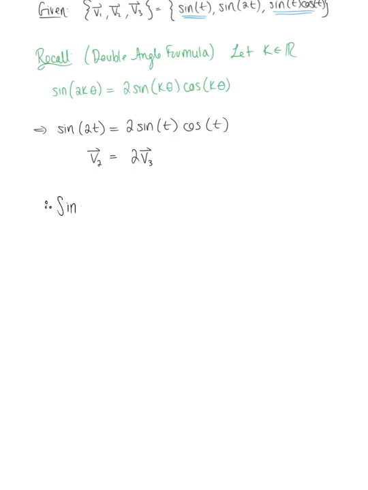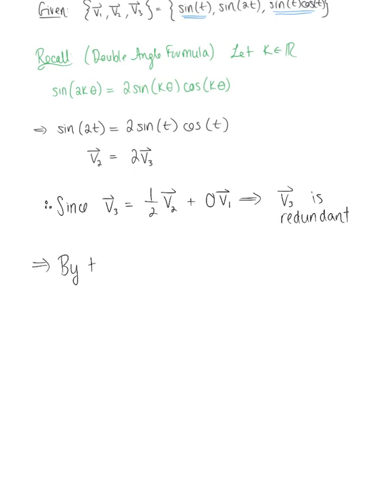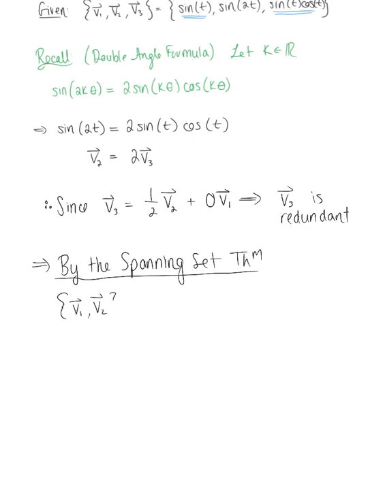So we can say that since vector v sub 3 is equal to 1/2 times vector v sub 2 plus 0 times vector v sub 1, this shows us that v sub 3 is redundant. And we can remove this vector to create that spanning set. So we can say that by the spanning set theorem, the set defined by vector v1 and vector v2 only will be linearly independent. So this is the set containing sine of t and sine of 2t, still spans the subspace.